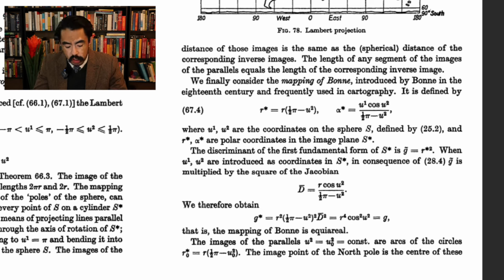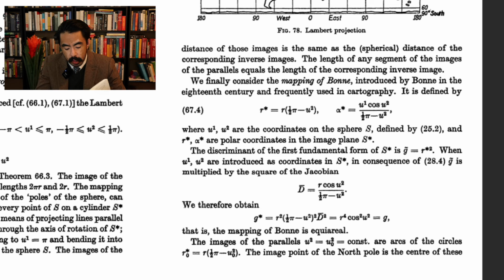We therefore obtain g star is equal to r squared times the quantity pi over 2 minus u2 closed quantity squared, then times capital D over bar squared, which is equal to r to the fourth times cosine squared of u2, which is equal to g. That is, the mapping of Beaune is equiareal.